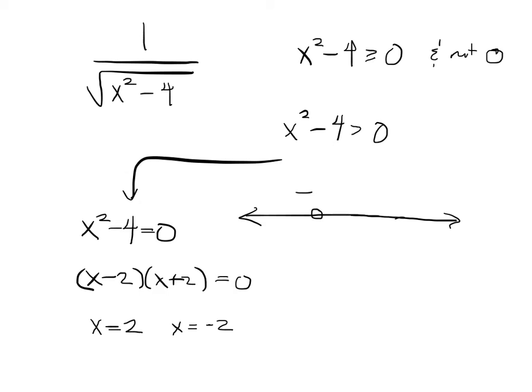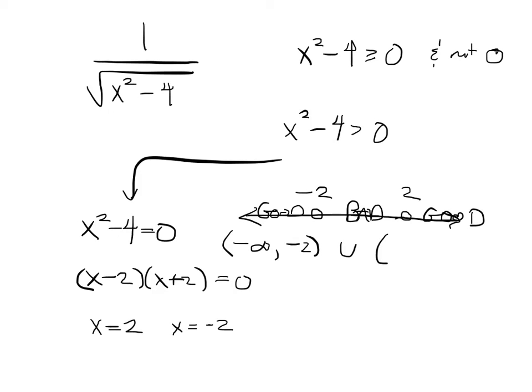So now I've got -2, and I've got 2, and it's pretty easy to say that this is bad and these are good. And you're done. So now we know that we're looking at negative infinity to -2, union 2 to infinity.